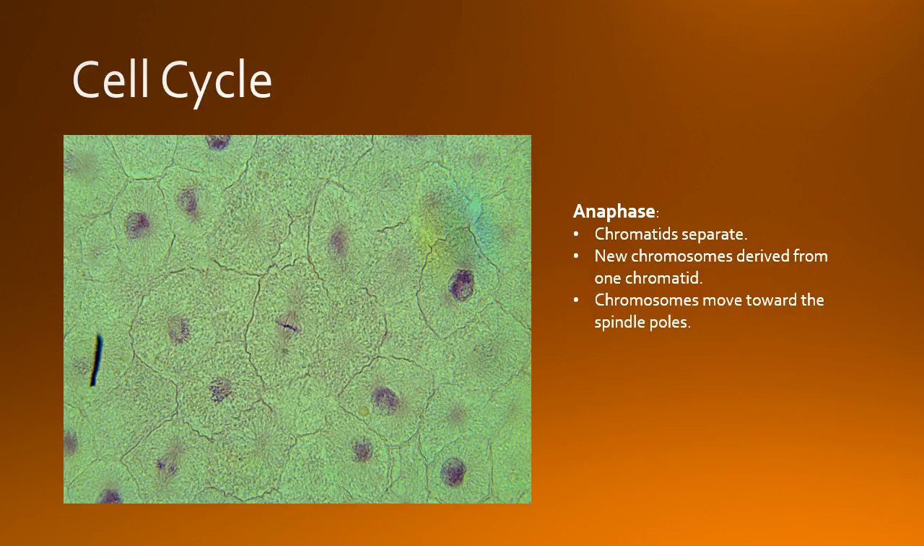Anaphase begins with the separation of the centromeres of the sister chromatids. Once the chromatids separate, they become daughter chromosomes. So a cell in anaphase contains two complete sets of chromosomes. Once separated, the chromosomes move toward opposite poles of the spindles, as we see in this cell.